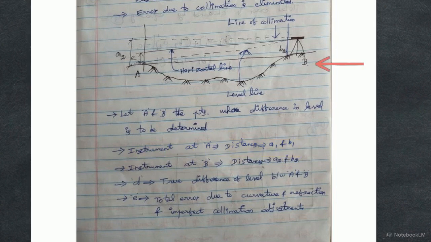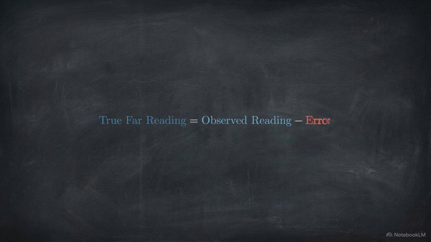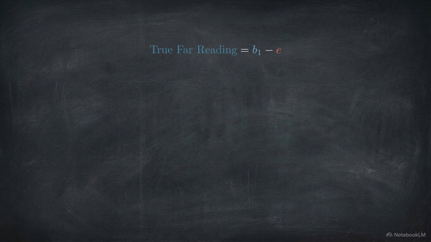Next, we read the distant staff at station B. Crossing the gap, this reading, B1, is corrected by unknown error E. To find the true elevation on the far bank, the pure mathematical reading must be the observed reading minus the error, that is, B1 minus E. We can now write our first algebraic equation. The true difference in elevation between the two banks, which we'll call D, is equal to the true far reading minus the true near reading.